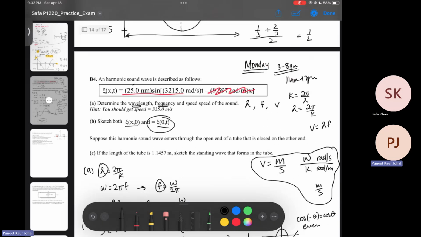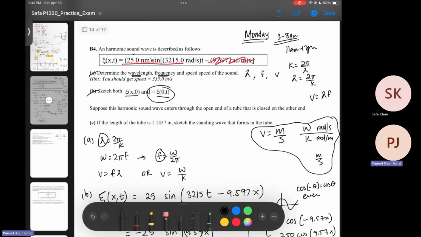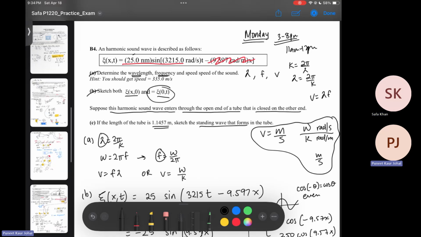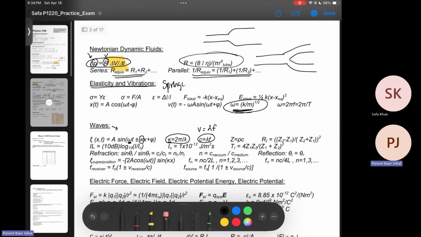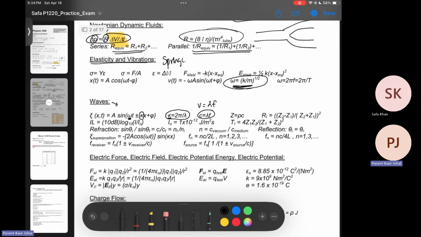All right, so that's that. And then the last thing is: suppose this harmonic sound wave enters through the open end of the tube that is closed on the other end. If the length of the tube is this, sketch the standing wave that forms in the tube. So you can have different types of tubes. Some are open-ended, some are closed-ended, and this one is semi-open: one end is open, one end is closed, which means you're going to have to go and see. I don't know if they have different equations for different ones.